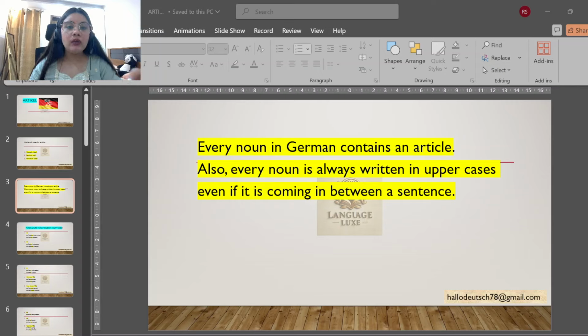Every noun in the German language contains an article. Also, in the last session I told you a little bit about it: every noun in the German language is always written in upper case, no matter if it is coming in the middle of a sentence. Even if it is coming in the middle of a sentence, it will still start with a capital letter. That is very important information.